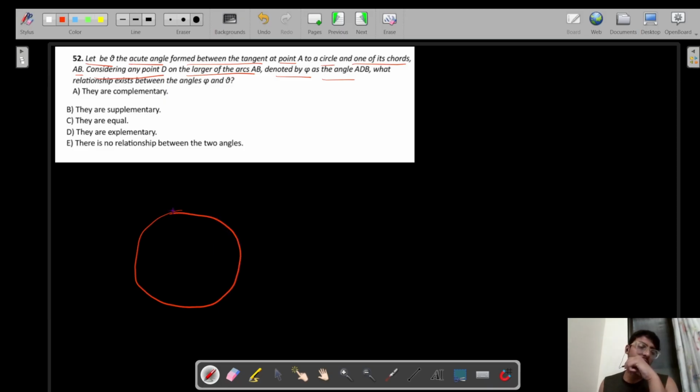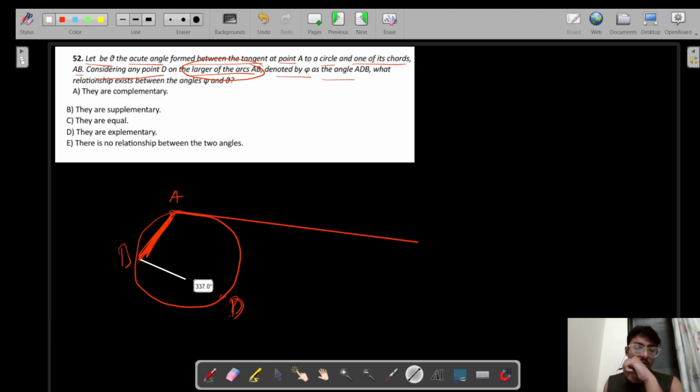This is your tangent. Suppose this is the point A and this is the point B. Suppose this is your chord AB, and there is a tangent at this point that goes like this. And there is another point D, which lies on the larger arc of AB. Let's join it. This angle between the tangent and the chord is theta, and this angle is psi. So what is the relation between them?